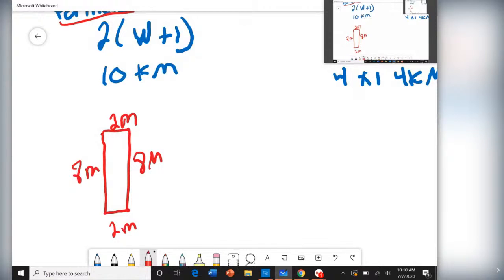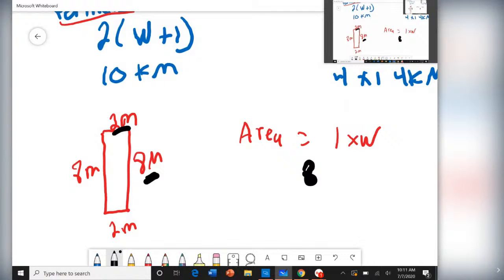So let's go back to our formulas. So area for a rectangle equals length times width. Okay, so the length is going to be 8 meters, and the width is going to be 2 meters. So if we do that, it's going to be 8 times 2 equals 16.